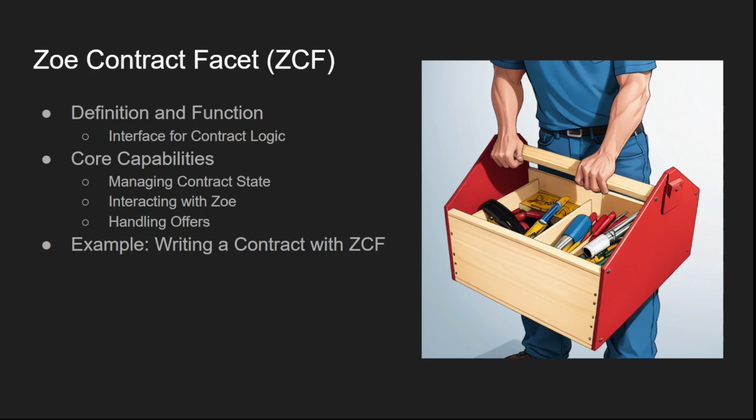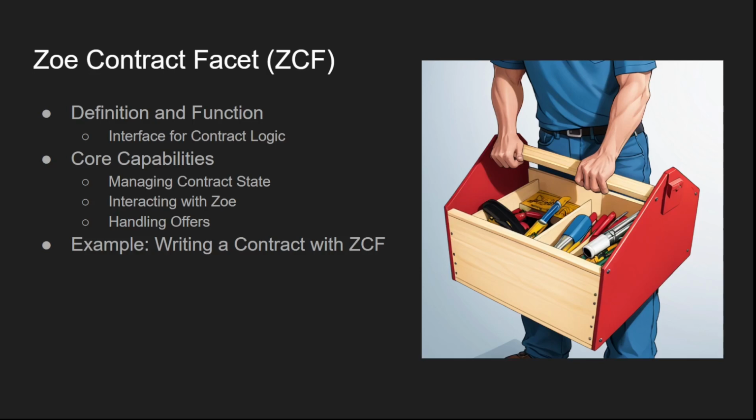One of the primary functions of ZCF is to manage offers made to the contract. It allows you to define the conditions under which offers are accepted or rejected and to specify the actions that should be taken when an offer is processed. ZCF ensures that all offer interactions comply with the contract's logic and the principle of offer safety, providing a secure and predictable environment for transactions.